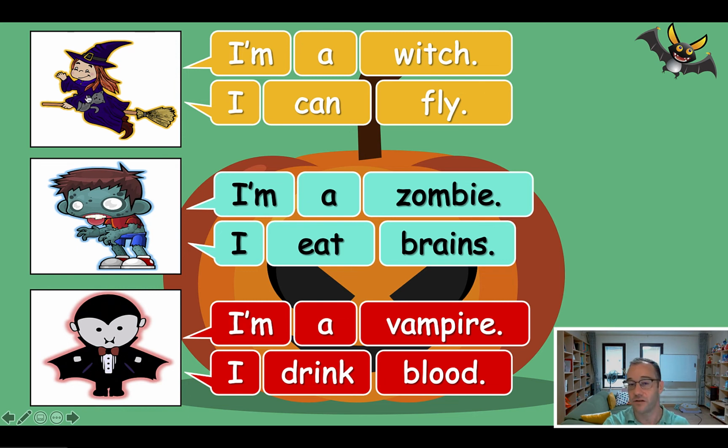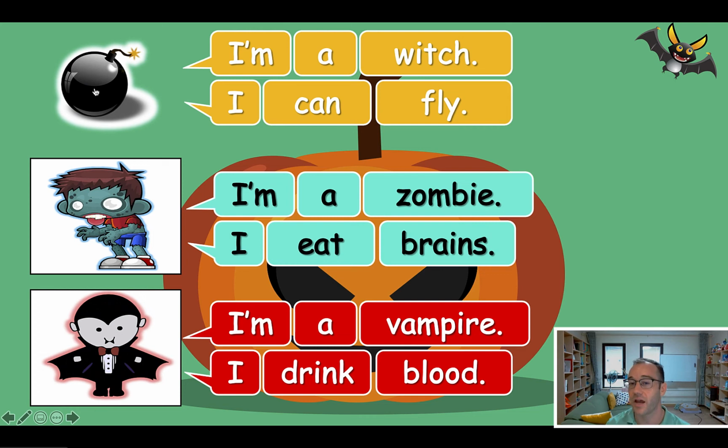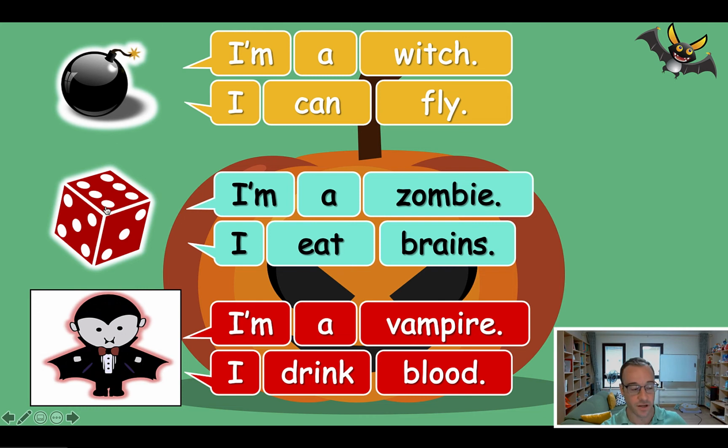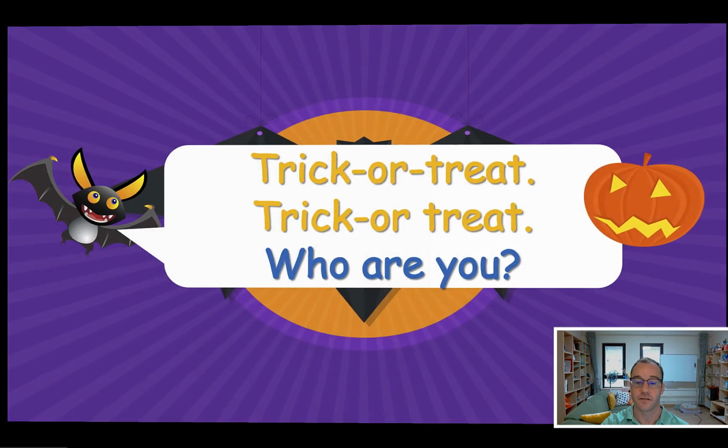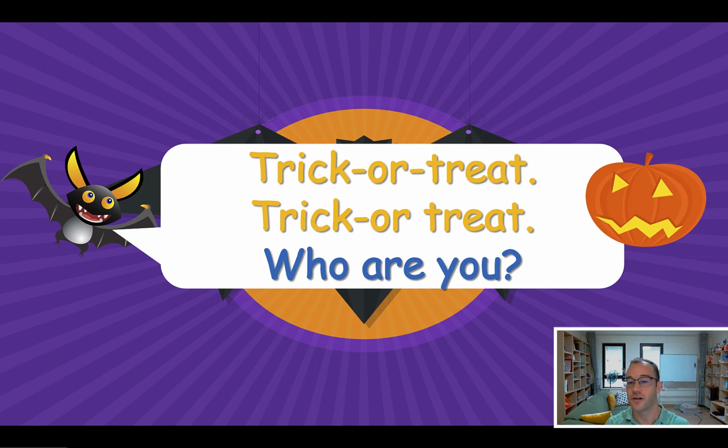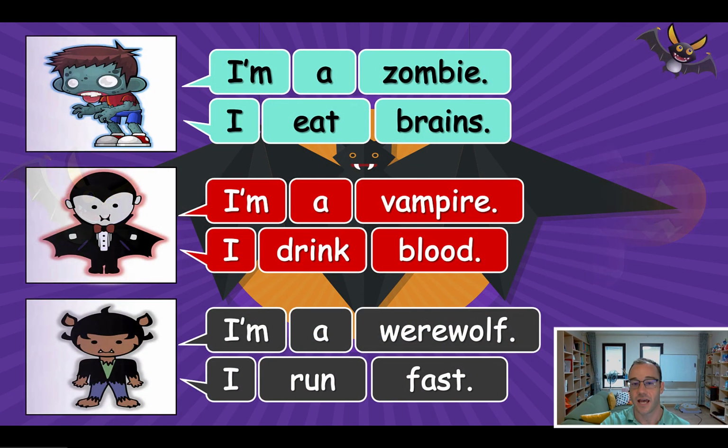Whichever team chose the witch, you click on it. Oh, it's the bomb. This team loses 2 points. The zombie, oh wow, this team can roll the die and get points. And the last team, whatever teams chose this, they steal points. So when this happens, you tell them, which team do you want to steal from? Team 2 or team 3 or team 1 or whatever it is. And they choose whichever team, and then they steal the points from that team. And rinse and repeat. Choose more students, trick or treat, who are you? And then again, the same thing happens.